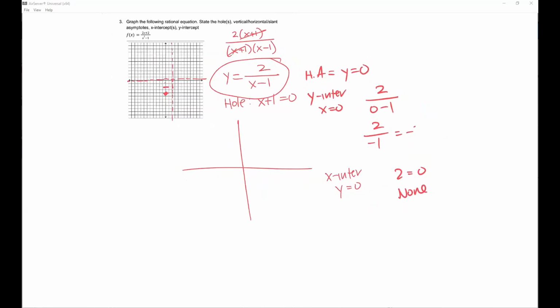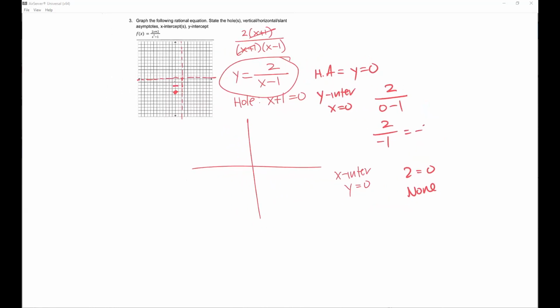Right? And so if you graph this here, if you plug in points for x and y, you should get something like this, with a hole at what? Negative 1. So at negative 1, there should be a hole right here. Okay, just going fast with this, so sorry.